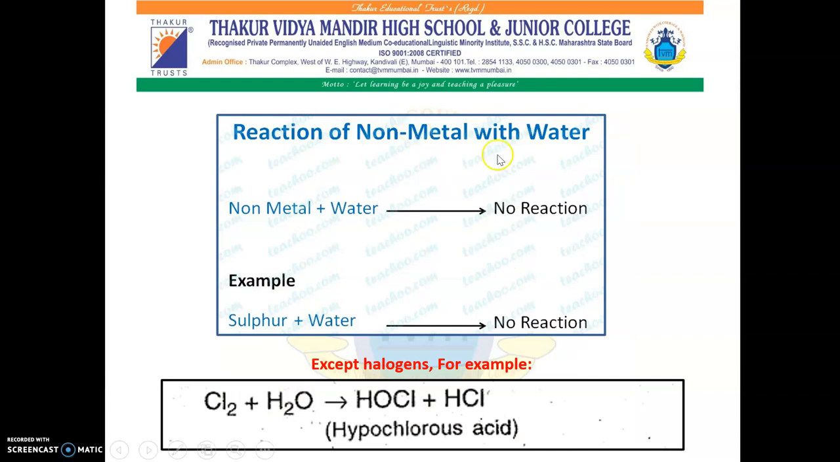Reaction of non-metals with water. Generally, non-metals do not react with water. So, in general, we can say non-metal plus water, there is no reaction. For example, sulfur plus water, there is no reaction at all. But there is an exception. Halogens react with water. The halogens are a group in the periodic table consisting of 5 chemically related elements, that is fluorine, chlorine, bromine, iodine and astatine. So when chlorine reacts with water, hypochlorous acid is formed along with hydrochloric acid.